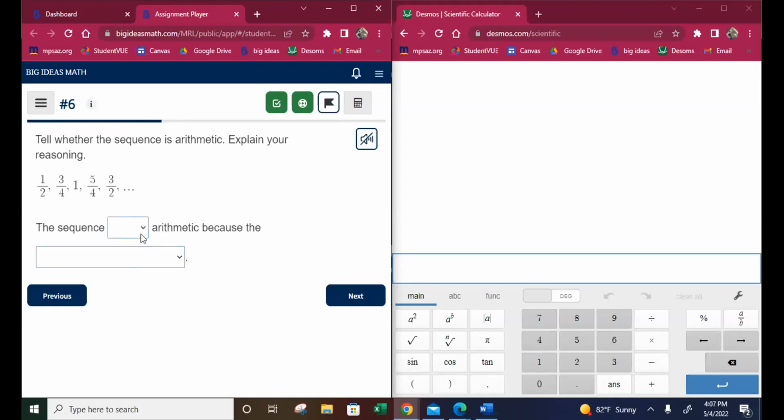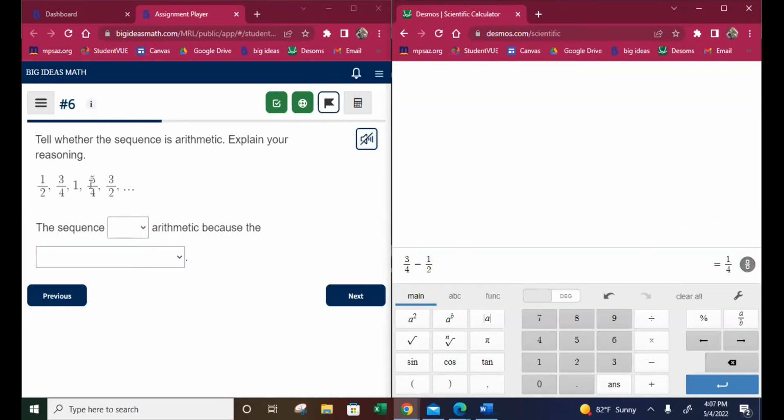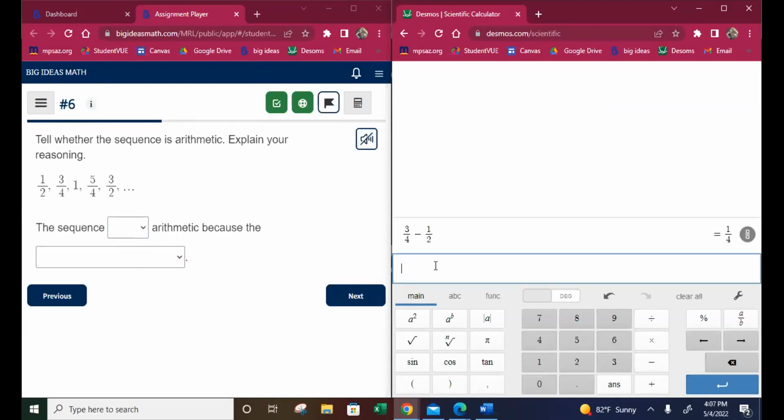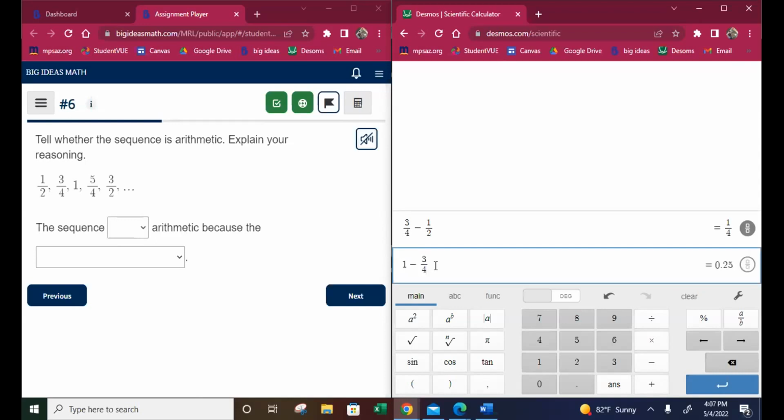So this is where you may want to go to your calculator on the right and do 3/4 minus 1/2. And then hit enter. Now go ahead and hit enter on that right side. Put your cursor back where the 1/2 is and hit enter. Then do 1 minus 3/4. Notice it's the same. And you would keep going.